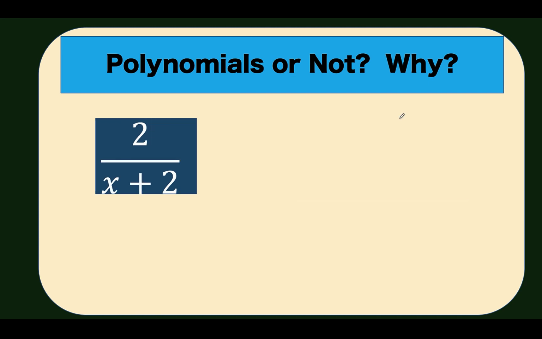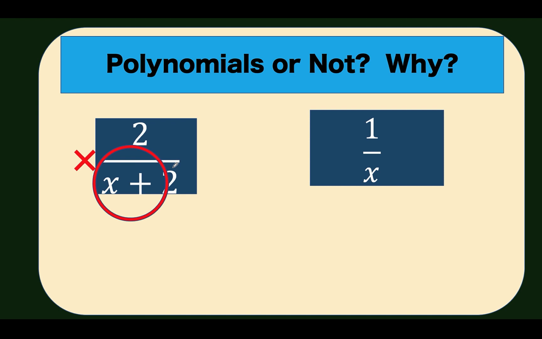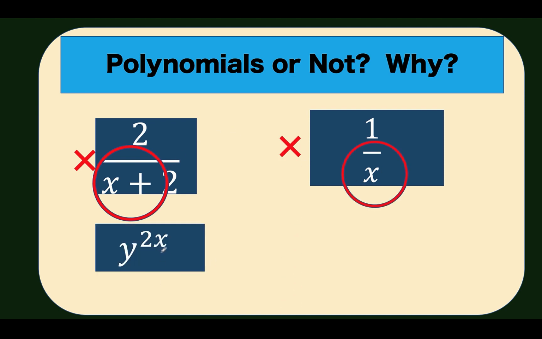So 2 over x plus 2, is this a polynomial or not? The answer is no, because the variable x is in the denominator, and that's a violation of the third test that we specified about how to know whether something is a polynomial or not. 1 over x is also not a polynomial because there is a division by a variable. Y raised to 2x is also not a polynomial because the exponent contains variables.